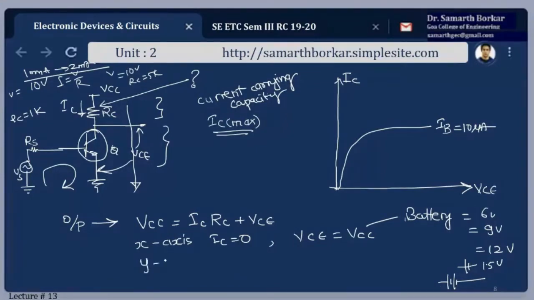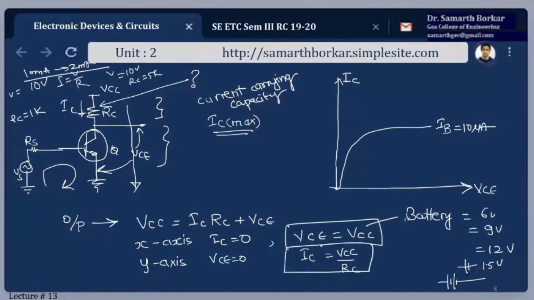Fine. Next, on the y-axis, the value of VCE is 0. So if I set VCE equal to 0, what I get is IC equal to VCC by RC. Now these are the two important equations. What can we conclude from this? If the input signal is 1 volt and the gain of the circuit is 100, I will not get an output of 100 volts. Why? Because your output is limited by the battery voltage. The battery itself is say 12 volts. If it is 12 volts, you're not going to get 100 volts out of it. Theoretically, anything is possible. Practically, it will not.